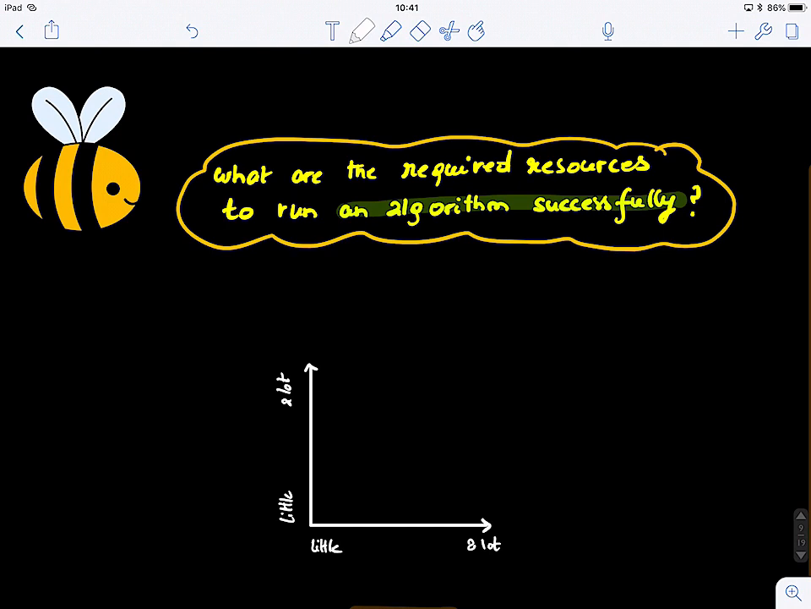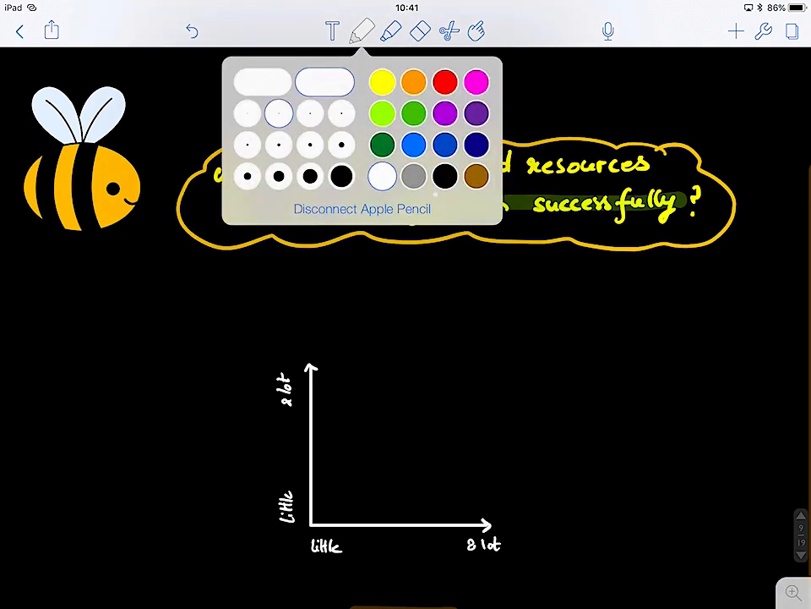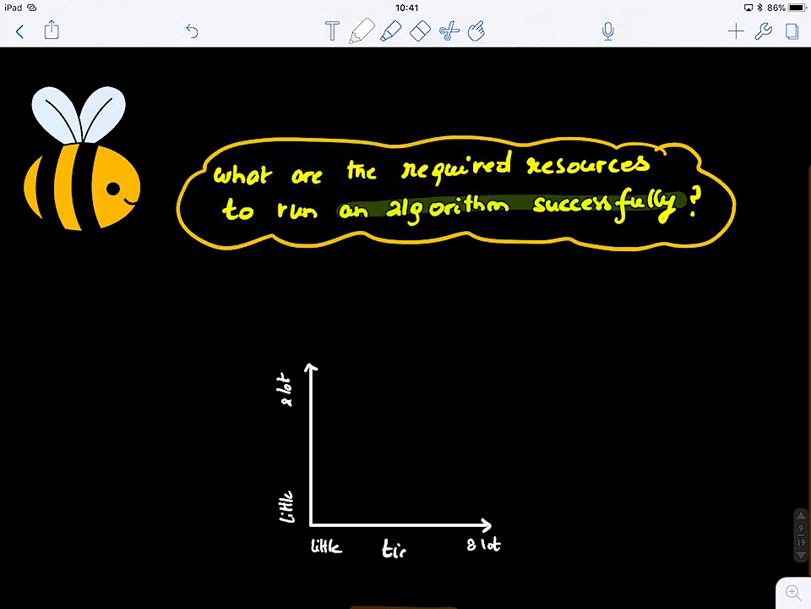Okay, but to create an algorithm that runs, you need a computer. So a computer has space, but also you need to run it in time, right? So you need two things, time and space. So let's write it here. So you have time, but you also have space.